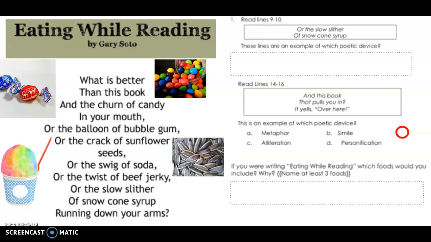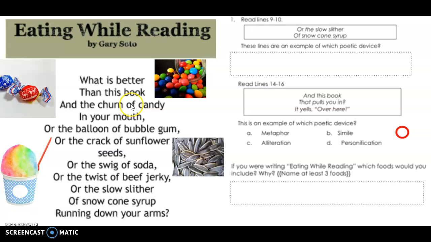What is better than this book and the turn of candy in your mouth, or the balloon of bubblegum, or the crack of sunflower seeds, or the swig of soda, or the twist of beef jerky, or the slow slither of snow cone syrup running down your arms?